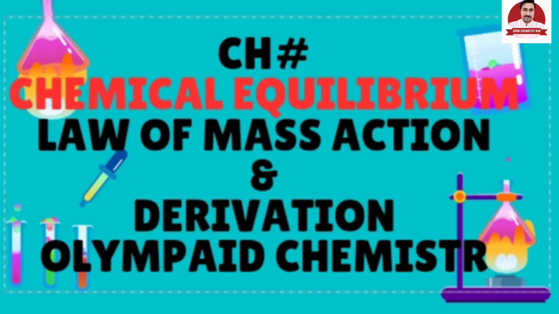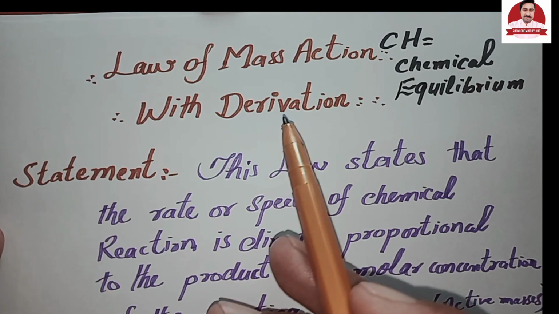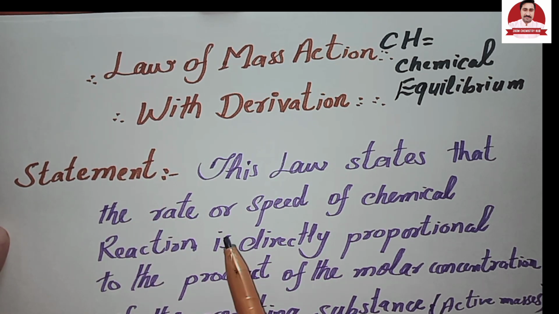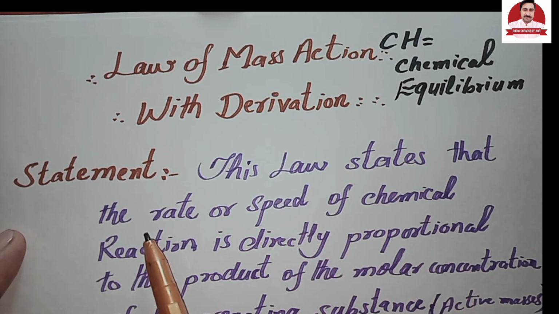Today in this lecture we will discuss the most important and exam oriented topic from the chapter chemical equilibrium, that is the law of mass action with its derivations. So first we discuss the statement of law of mass action. This law states that the rate or speed of a chemical reaction is directly proportional to the product of the molar concentration of reactant substance.